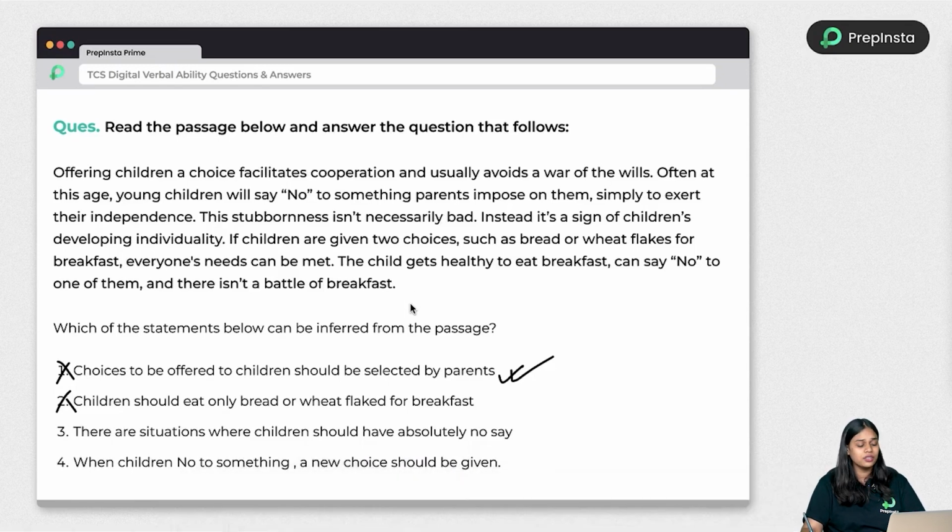But do you think it is correct that giving your children no choice of saying no or rejecting your options? No. They have a complete say in what they want and what not. Right? So again, incorrect. The last is, when children say no to something, a new choice should be given.